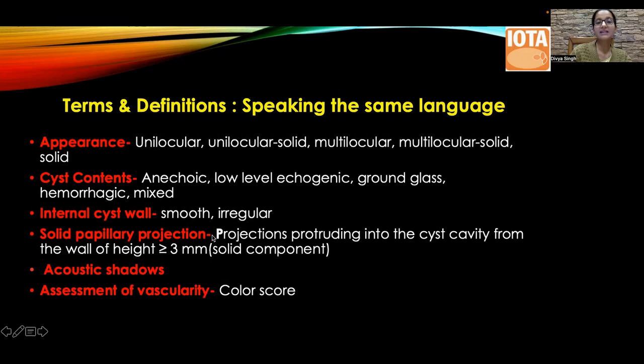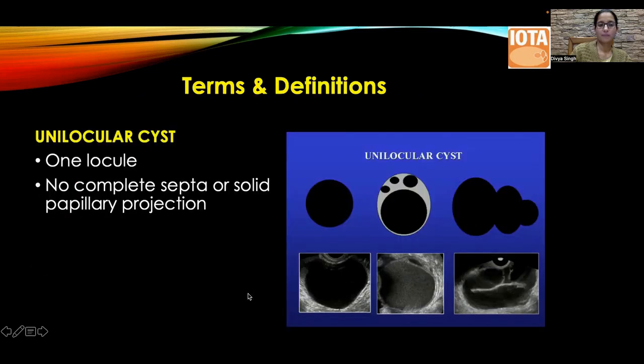So if there is a cyst with a papillary projection, and the cyst is unilocular, it will be termed a unilocular solid lesion because of the presence of the papillary projection, which is considered a solid component. Then when we see solid components, we need to look for acoustic shadowing within the solid component and also behind the solid component, because sometimes we see shadows within the lesion and at other times behind the lesion. And of course, we can switch on color Doppler to assess the color score.